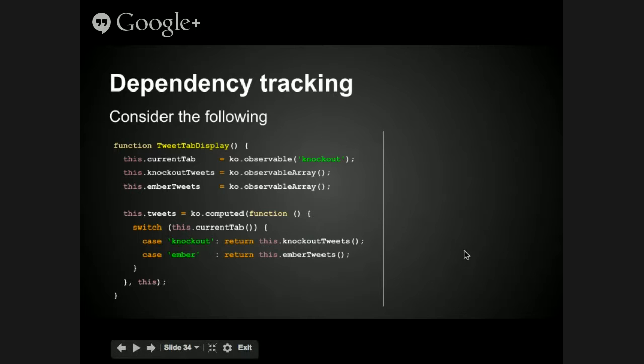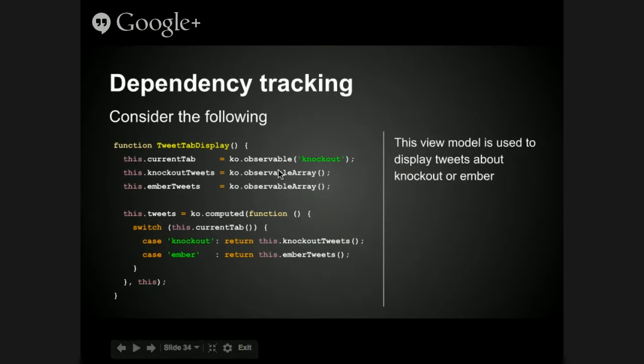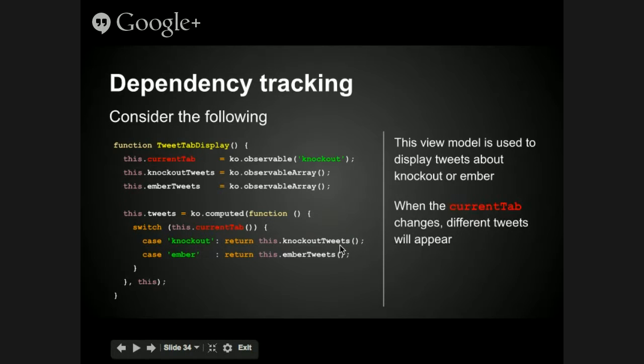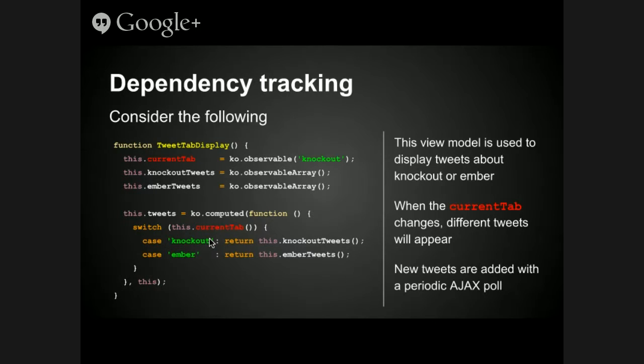So here's another example just to kind of illustrate that. This view model is used to display tweets about either Knockout or Ember. This current tab here specifies which tweets we're going to display, and it also drives the UI saying which tab to highlight. And our UI polls a service to pull the latest tweets from Twitter that are related to Knockout or Ember.